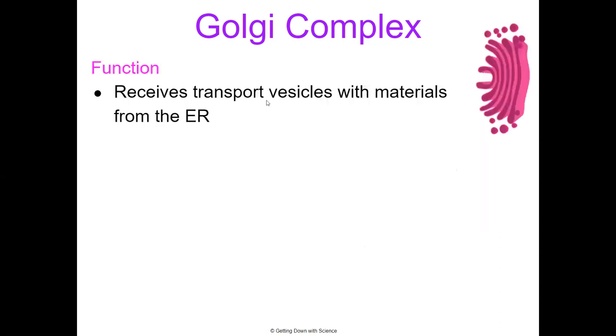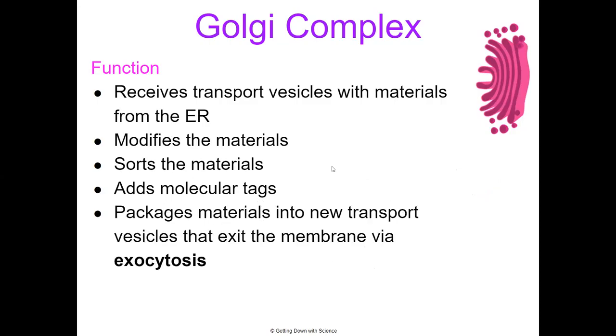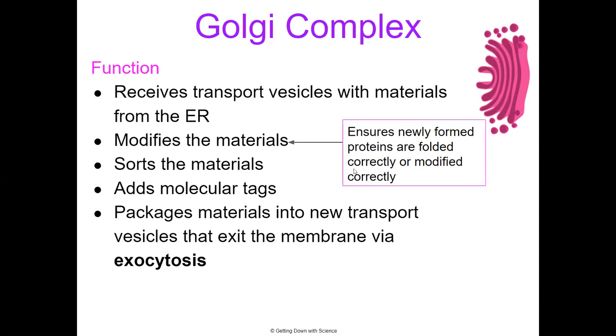So the Golgi complex is all about receiving the transport vesicles with the materials, modifying, packaging, sorting, all of those things, kind of like Amazon would do. It tags them. And then once it's all tagged, it packages and ships it where it needs to go in a transport vesicle. They can exit via the membrane via exocytosis, or they can just move somewhere else in the cell if necessary. But we want to make sure that everything is properly folded, built, modified, whatever needs to happen before we package it.